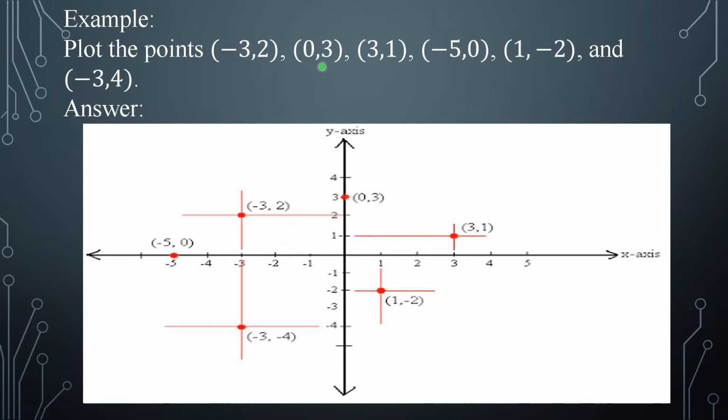Okay, now let's have (0, 3). So 0, this one 0. And then move 3 units up because 3 is positive. So 1, 2, 3. So this is the point. Point (0, 3).